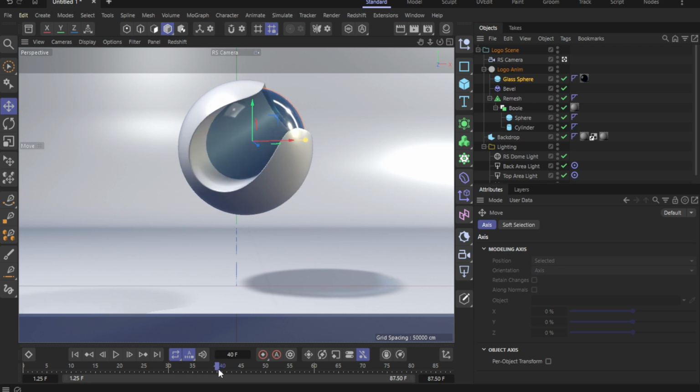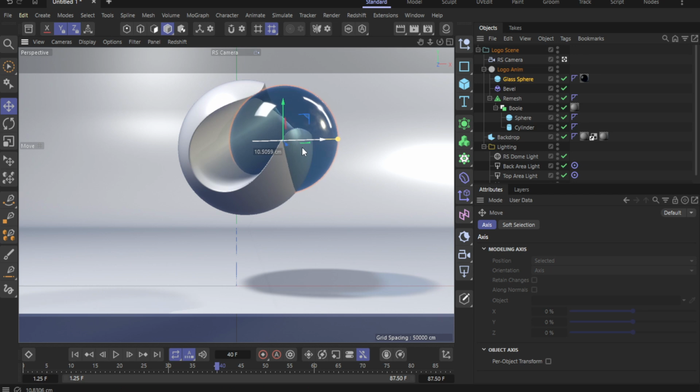Think of these handles as speed controls. The flatter the curve near a key, the slower that moment feels. The steeper the curve, the faster the change.